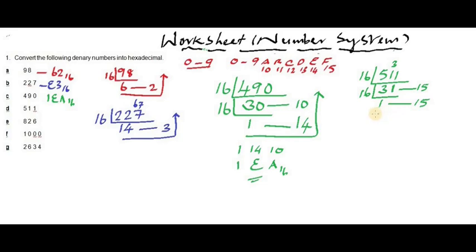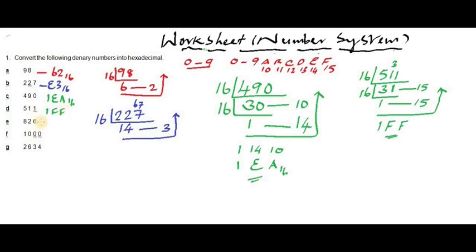So now you want to start to write the answer from here, right? So it will be like 1. So for 15 actually the hexadecimal notation is F, right? So 2 times F you have to write. So the answer for 511 is 1 double F, right?